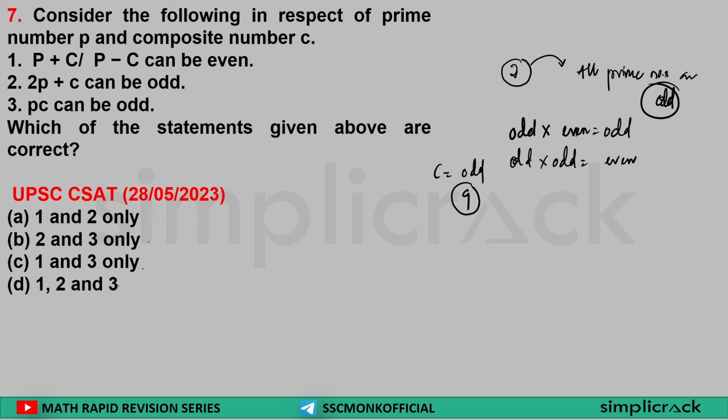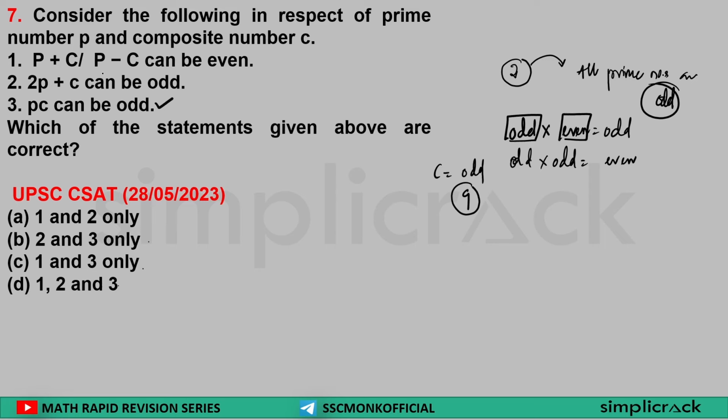Now, you need to remember one thing: what is given in the words. It is saying PC can be odd. P if it is an odd number, C if it is an even number, it will always be odd. It can be odd, so this is true. Can be. It has not written it will always be odd, otherwise we would have eliminated this option.